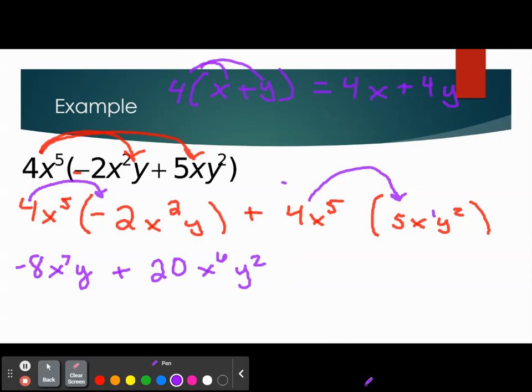And there's your answer. And I cannot add these together because they're not like terms. In order to be like terms, they would have to have the same variables and the same exponents. So they would both have to be x to the 7th times y, or they would both have to be x to the 6th times y squared before I could add them together. But since they don't have like exponents, I can't add them together.